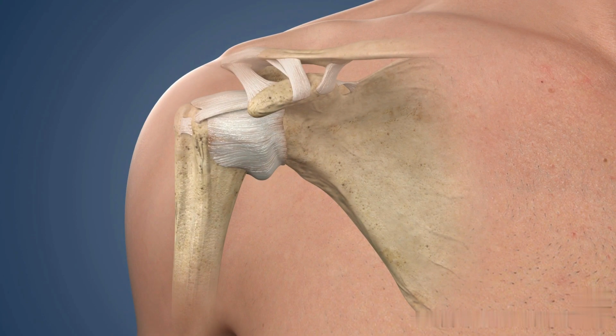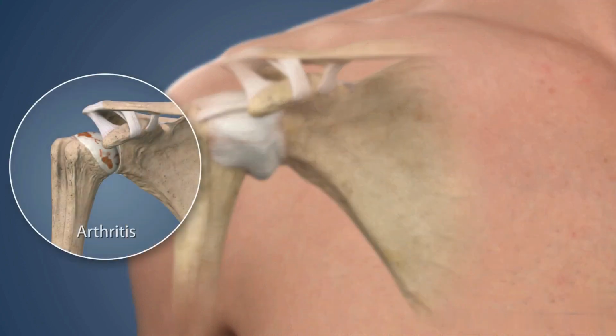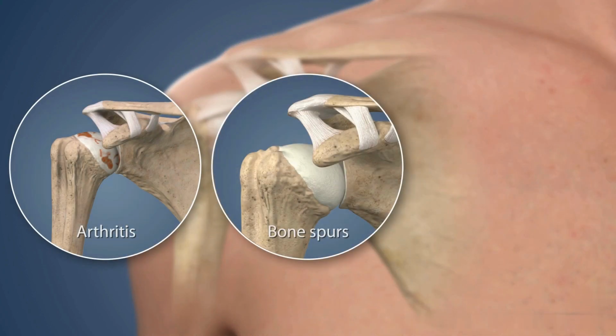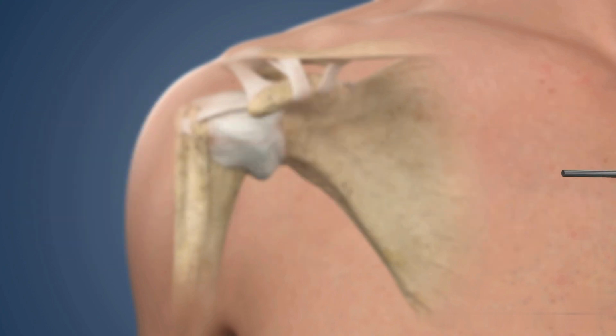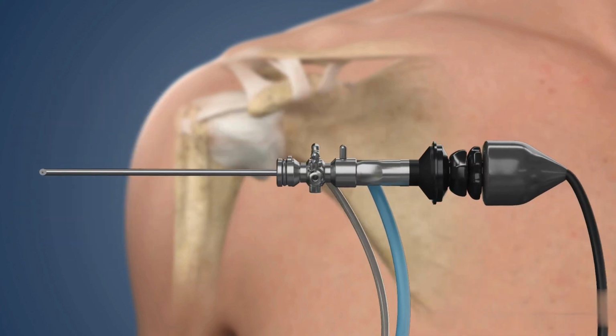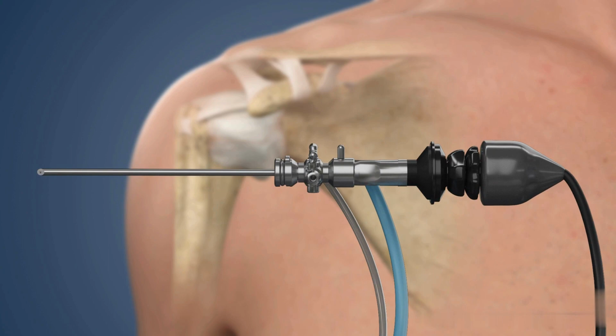Depending upon your surgeon's preference and that of the anesthesiologist, you will be put under general anesthesia and/or a nerve block. Diagnostic shoulder arthroscopy is a procedure used to see inside the shoulder joint. Problems may include arthritis, bone spurs, or a torn rotator cuff.